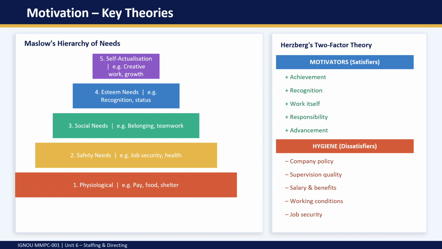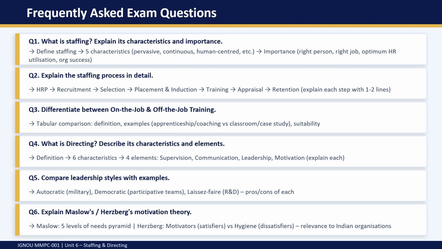The key distinction Herzberg makes is that salary and job security keep people from being unhappy but do not make them truly motivated. That comes only from meaningful work, growth, and recognition. Together, Maslow and Herzberg give managers a powerful framework for understanding and addressing employee motivation.